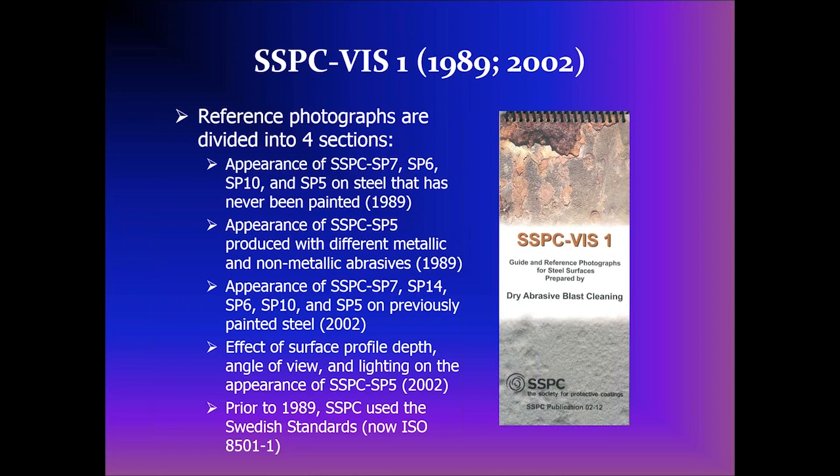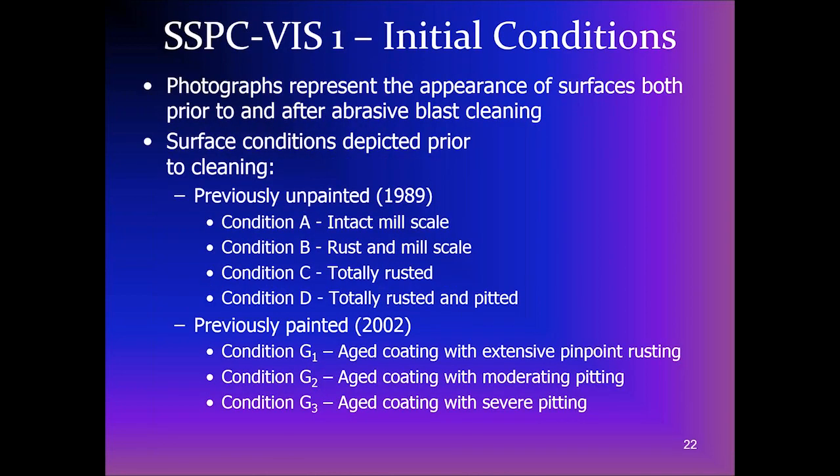Prior to 1989, SSPC used the Swedish standards, which are now an ISO standard, ISO 8501. Those still exist. There are some differences between ISO, though, and SSPC. So if SSPC-VIS 1 is specified, those are the standards you need to use, the visual reference photos. Now, the initial conditions. In 1989, there were 4 initial conditions.